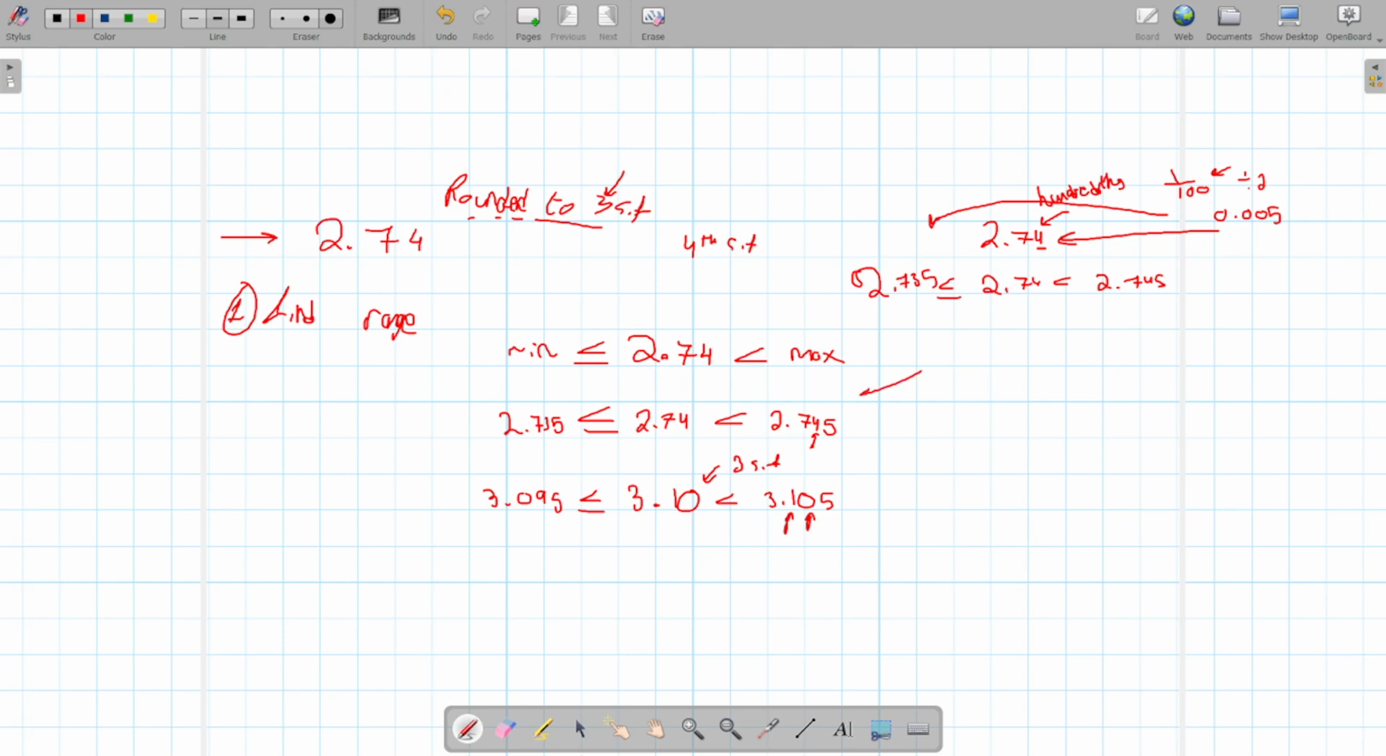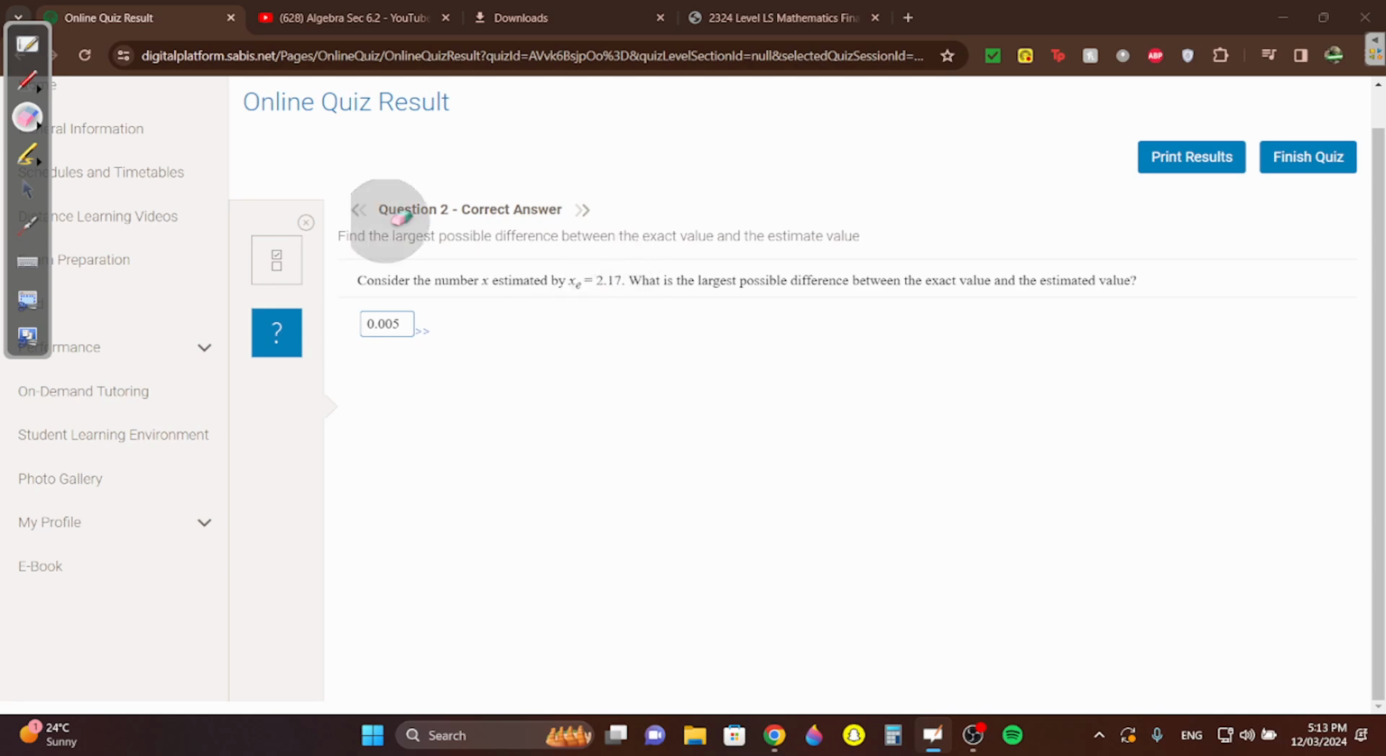Another way I like doing it is this way. If you want, since it's used this way, there's nothing wrong with it. So let's see here. The number x is an estimate. What's the largest possible difference between the exact value and the estimated value? Actually, we need to know the range.